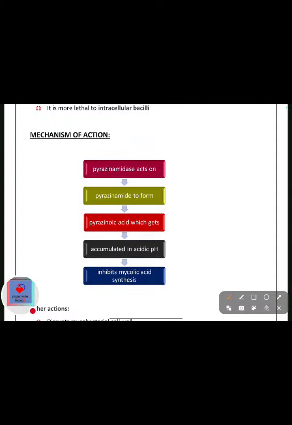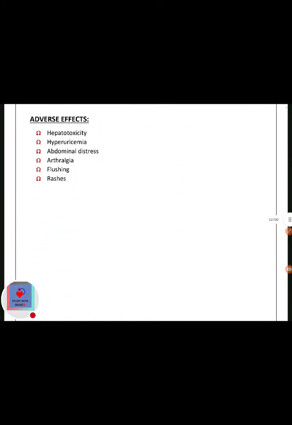4. Inhibition of fatty acid synthesis. Once inside the bacterial cell, POA interferes with the synthesis of fatty acids, which are essential components of the bacterial cell wall. This disruption of fatty acid synthesis ultimately leads to bacterial cell death. 5. Other potential mechanisms. While inhibition of fatty acid synthesis is the primary mechanism, some studies suggest that POA may also interfere with other cellular processes, such as energy production and protein synthesis.